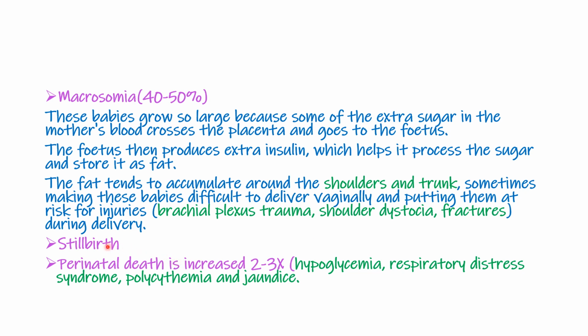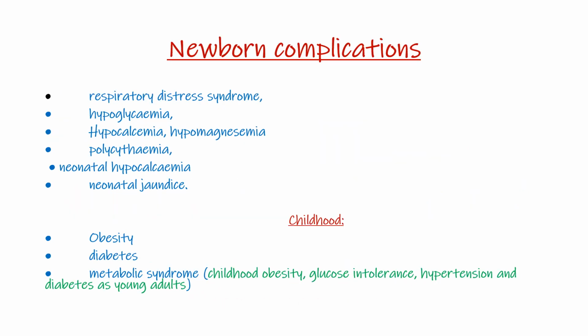Another effect that diabetes has on pregnancy is increased risk of stillbirth, and perinatal death is increased 2 to 3 times. Perinatal death is death that occurs in the period after delivery. This is because of hyperglycemia, respiratory distress syndrome, polycythemia, and jaundice.